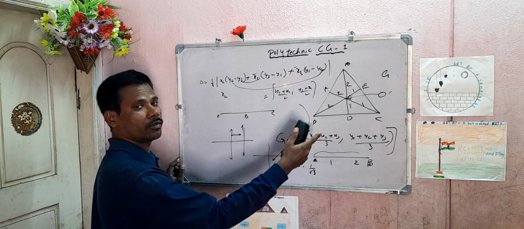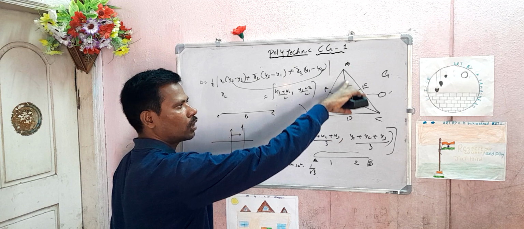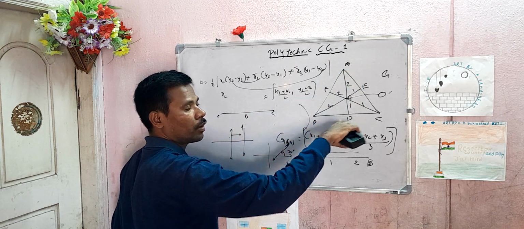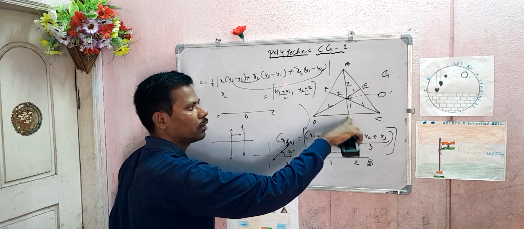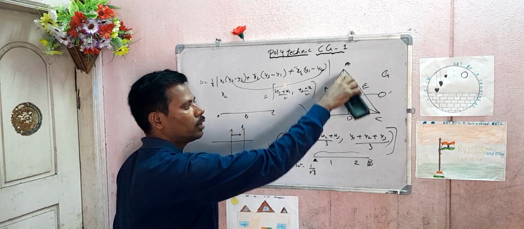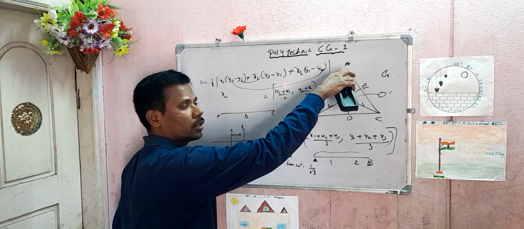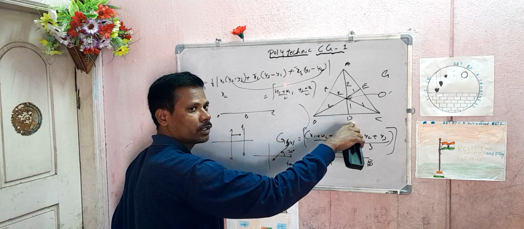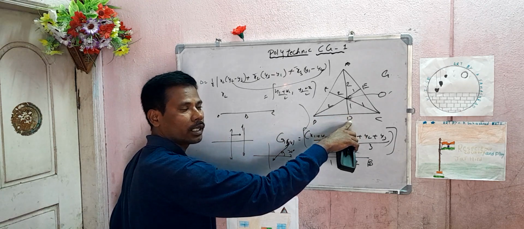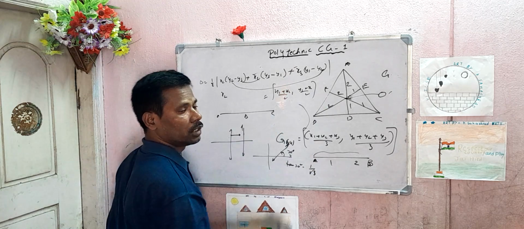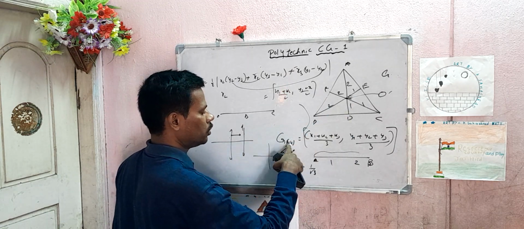So centroid I have discussed. Median means a line segment drawn from the vertex to the midpoint of the opposite side. Where all three medians meet, that is called the centroid. Once again, median is the line segment drawn from the vertex to the midpoint of the opposite side. There will be three medians, and where they meet is the centroid. It is always denoted by G.